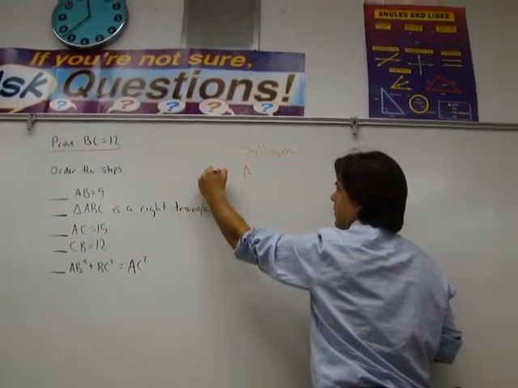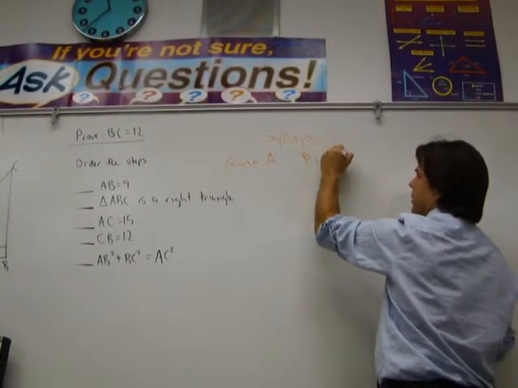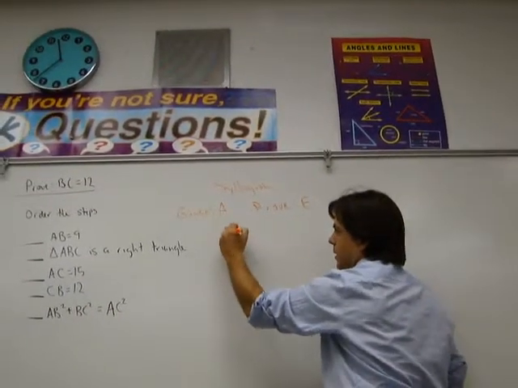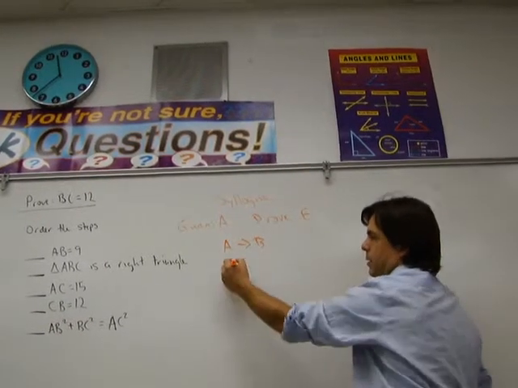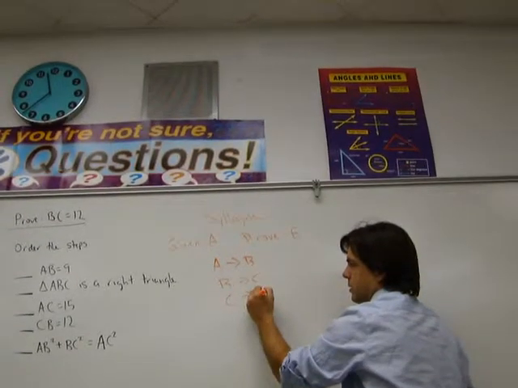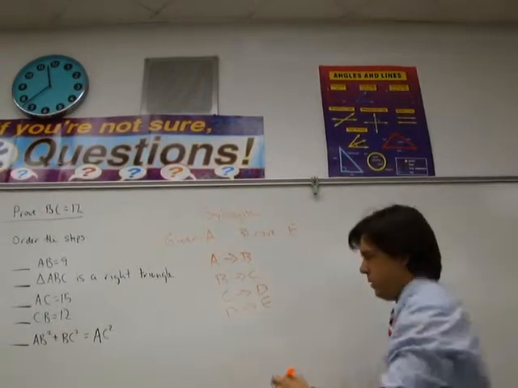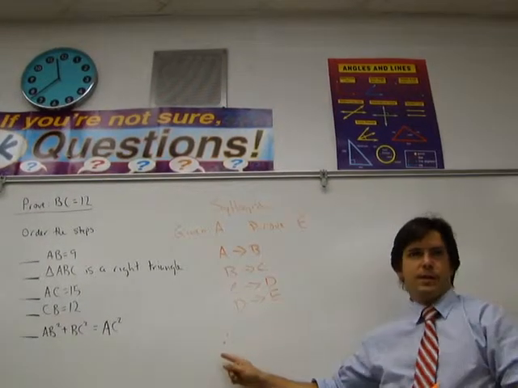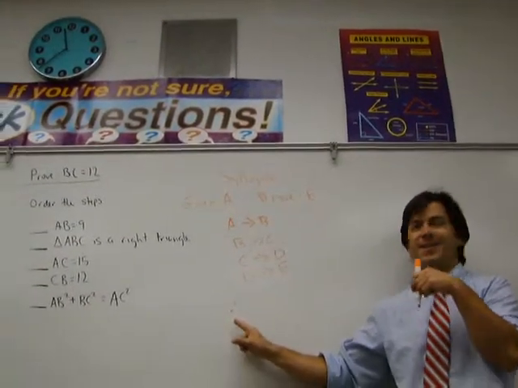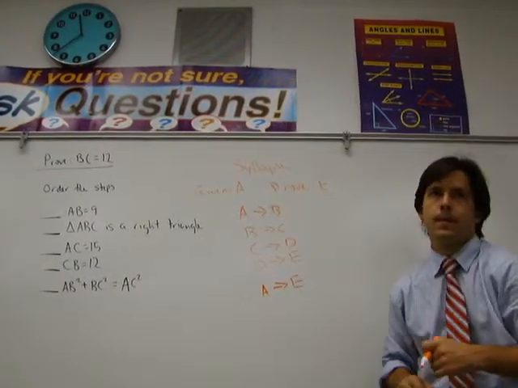If we give you A, we need you to prove E. Well, the way you would do that is by saying, well, you know what? A causes B. B causes C. C causes D. D causes E. Therefore, A causes E. Okay?